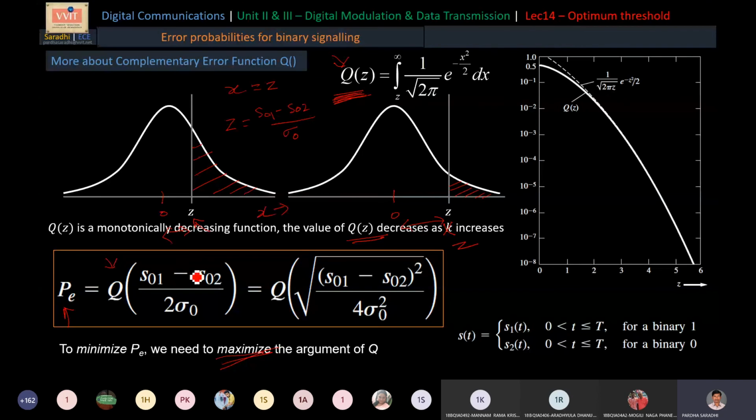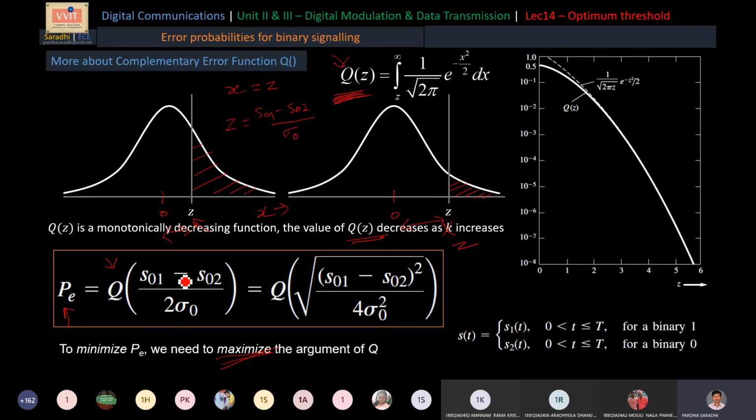If I want to maximize this ratio, is it possible to maximize it by decreasing sigma naught? Quick, I need a quick answer. Yes or no. Yes, sir. Theoretically, looking at this expression, when the denominator is decreased, the ratio increases. But in practice, what is this sigma naught? Sigma naught is the standard deviation of the noise. And what type of noise is that? Channel noise. Do we have any control over the channel? No, absolutely no. So sigma naught, we cannot modify.